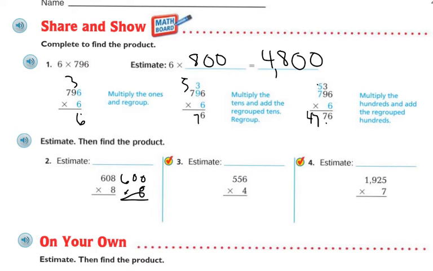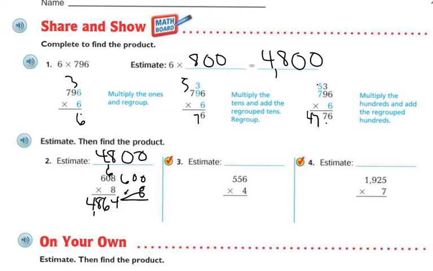6 times 8 is 48. Times with the 2 zeros is 4,800. 8 times 8 is 64. 8 times 0 is 0. Add my 6 tens, I get 6. 8 times 8 is 48. So the answer is 4,864, which does come close to my estimate of 4,800.